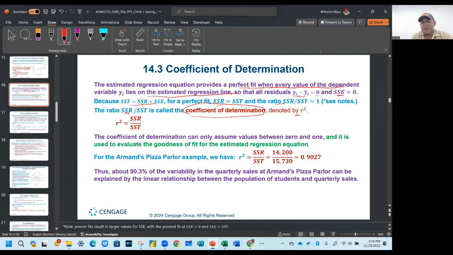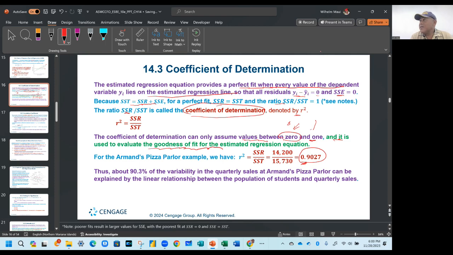So the coefficient of determination can only assume values between 0 and 1, right? And it's used to evaluate the goodness of fit for the estimated regression equation. No? So in this case, you substitute the values and solve for it. If your possible values are between 0 and 1, and your R square is 0.9, it's pretty close to 1, no?